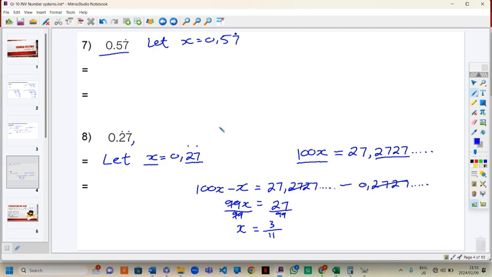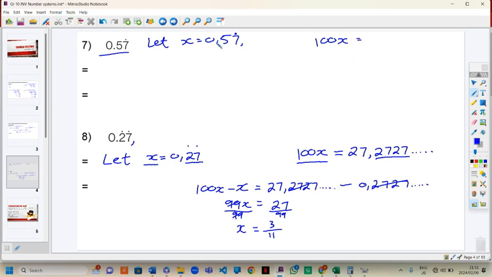What did I say for this example? I want to move the comma where? Always to the back. Doesn't matter what they give me, I want to send it right to the back of the line. How many times is it going to move? Two times. So what am I multiplying by? Two zeros: 100x equals.